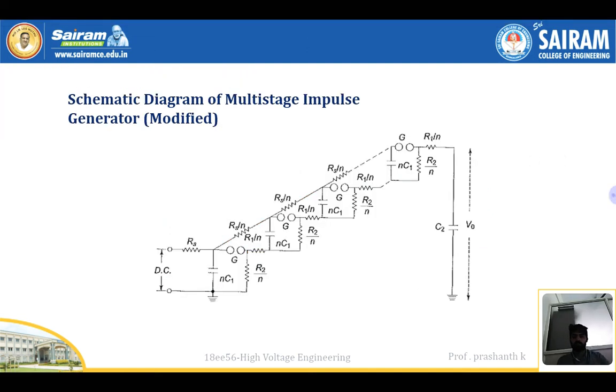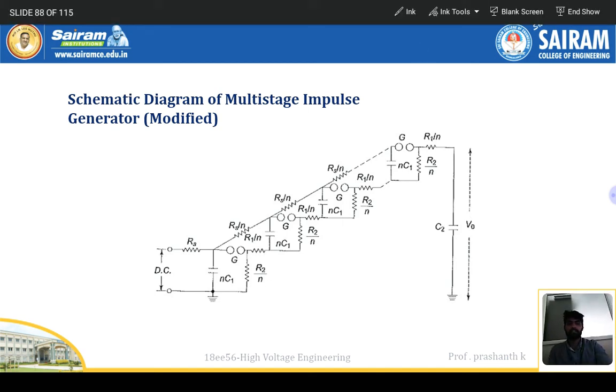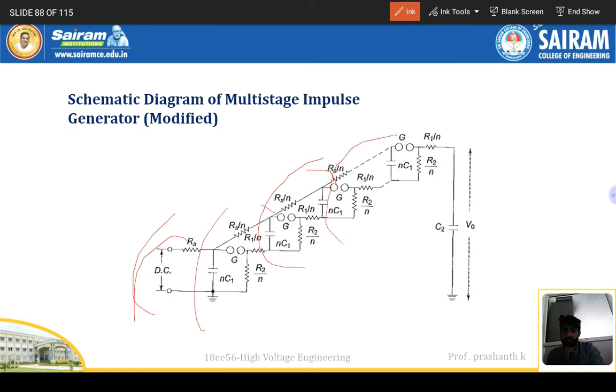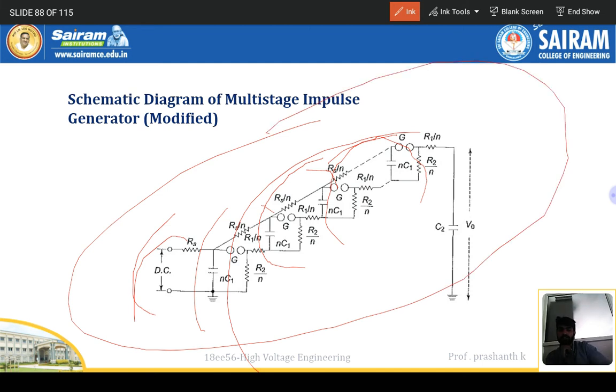So, the schematic diagram of the multi-stage impulse generator. Starting is here, and this is one stage, second stage, third stage. The total overall is multiple stages. So this is a multi-stage impulse generator. The value increases stage by stage. CT is the output capacitor, and V naught is the output voltage.